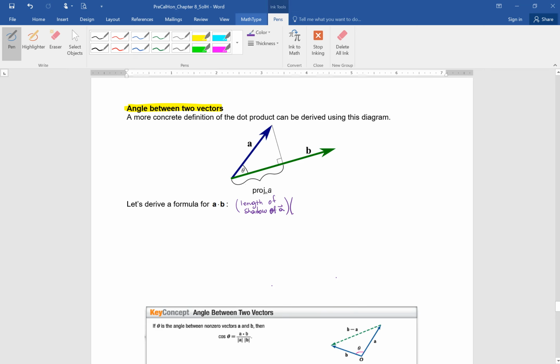Okay, so A dot B is just the length of the shadow of A times the length of B.